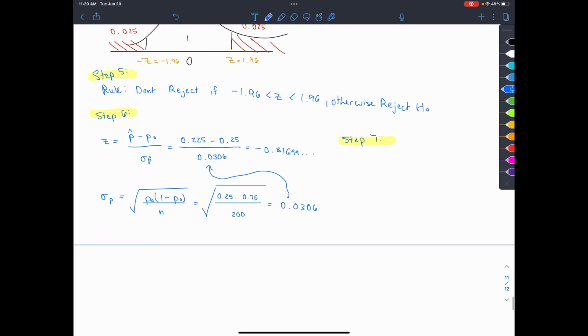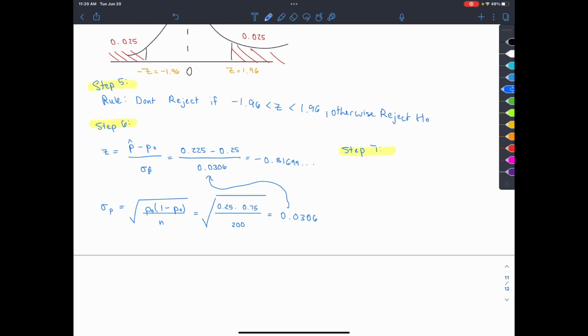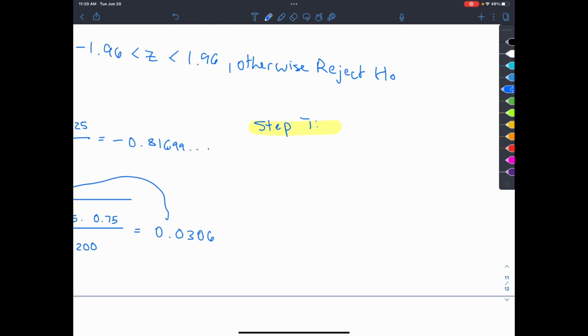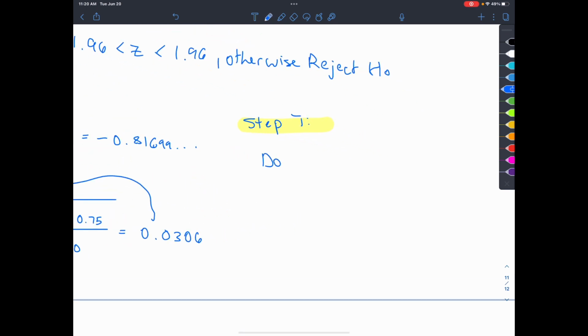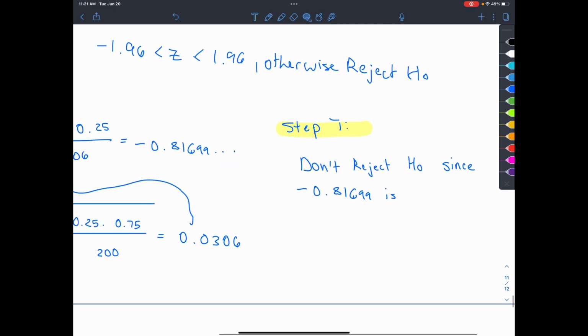Now step 7, I'll do it over here since I'm running out of room. Step 7 is finally to summarize and write our conclusion. And so looking at our test statistic and looking at our rule, you can see that this passes. We're not going to reject it because this z is in between these two, so that's good. And it's not in the rejection region, so we are going to not reject the null hypothesis, since this number is within the bounds of this up here.